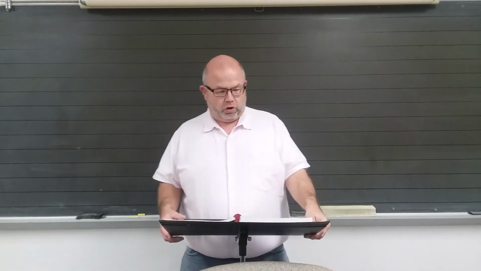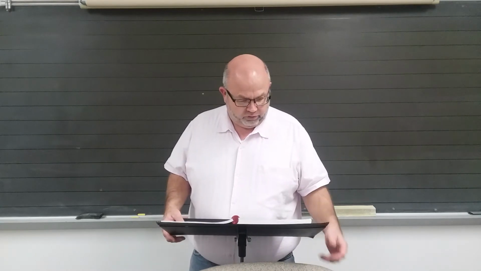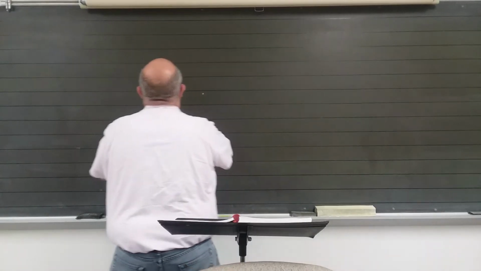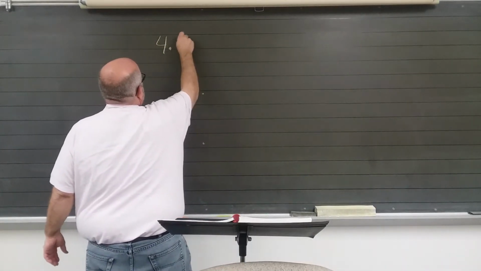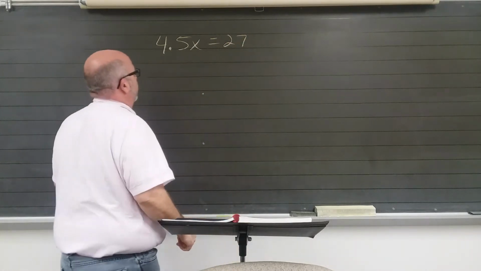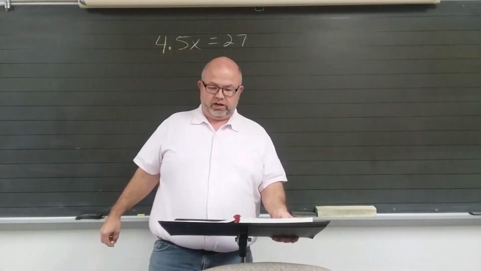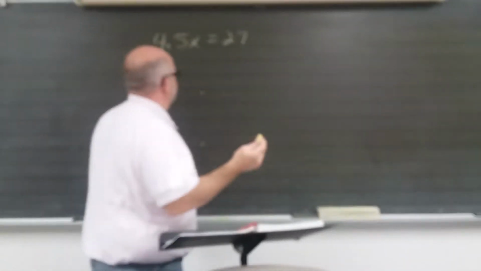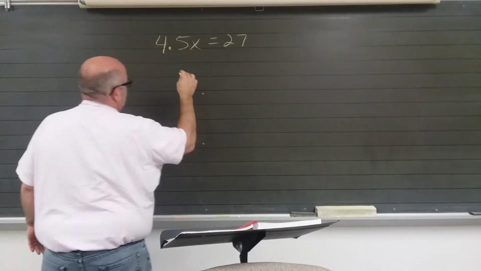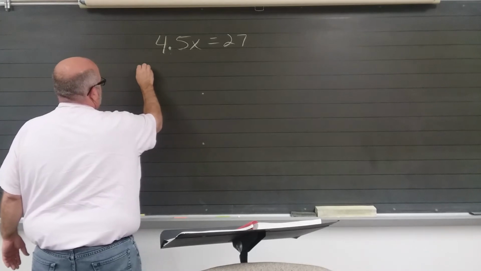Lesson 137 is removing decimals in equations. So let's just walk through. Number 1, 4.5x equals 27. We want to get rid of the decimal point. We don't like decimal points there. Decimal points complicate the matters. So remember, how do you get rid of a decimal point? So you have tenths showing. If you have tenths, you simply multiply 10 to both sides.